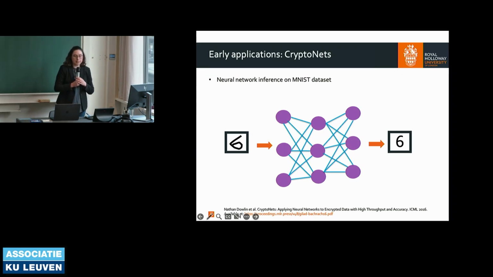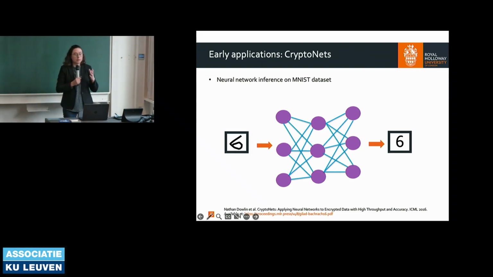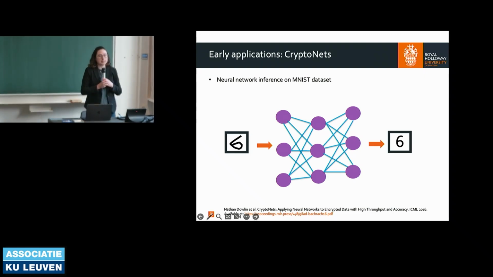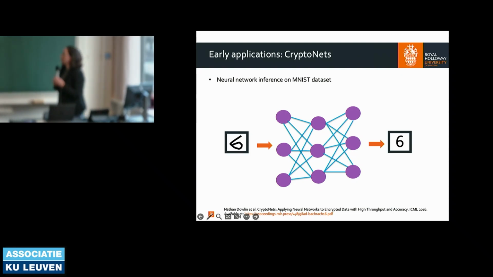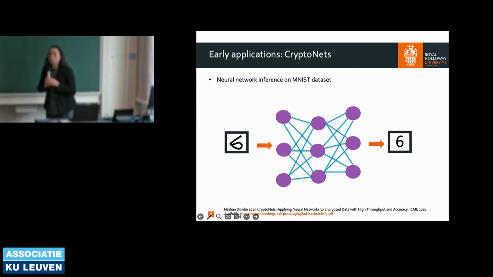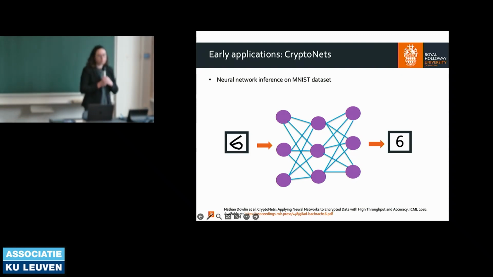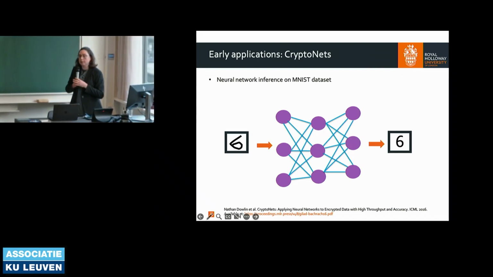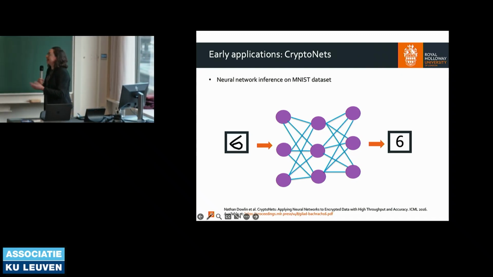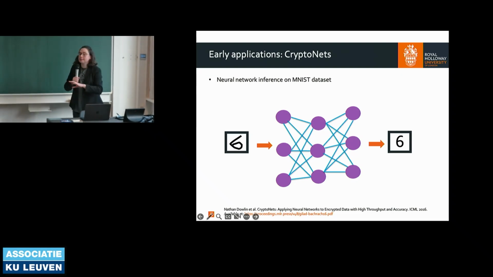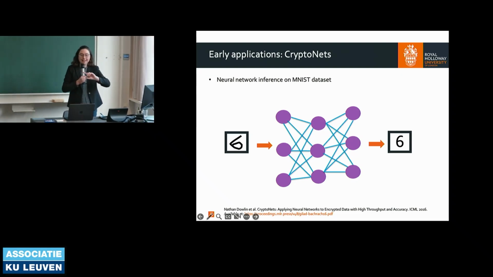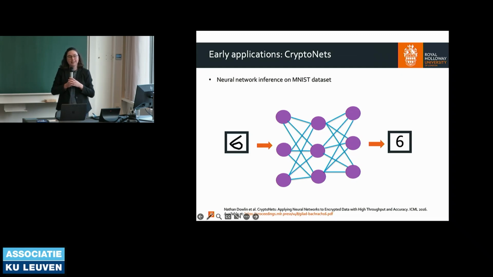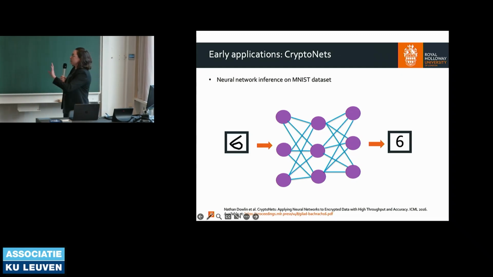In this paper called CryptoNets, they were interested in homomorphically evaluating inference of a neural network on a particular data set, the MNIST data set, which you may have come across before. This is a data set used widely in machine learning for training. It's basically a data set of handwritten symbols that look like digits, like a squiggly 6, and you would then train your neural network model to recognize that this squiggly 6 was actually the digit 6. So that's what the picture would look like if this were done in clear text.